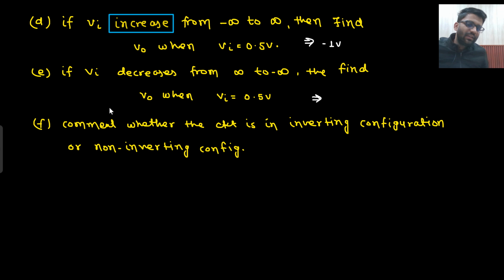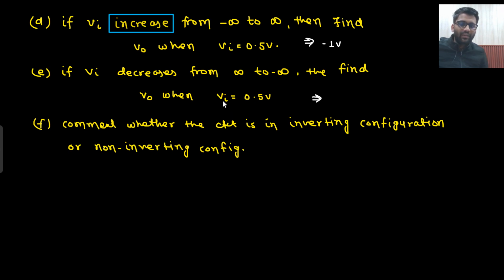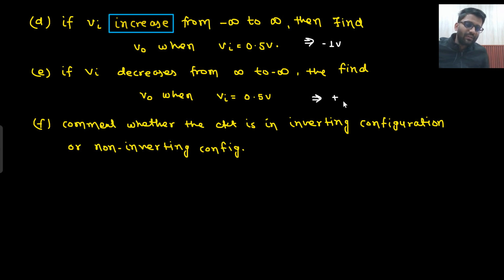And in the next one, when Vin decreases from plus infinity to minus infinity, when Vin is going here, at Vin equals 0.5 volt, what should be the answer? At Vin equals 0.5 volt, the answer should be plus 1. Are you getting this point?